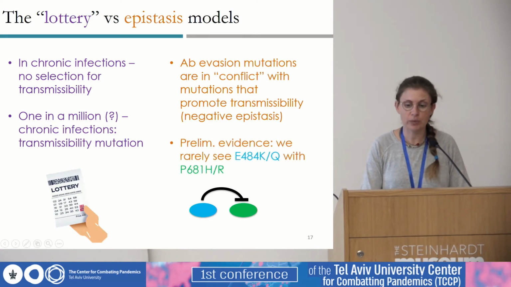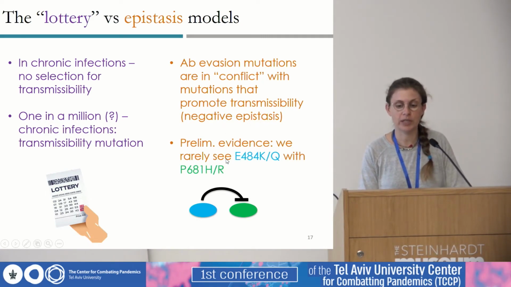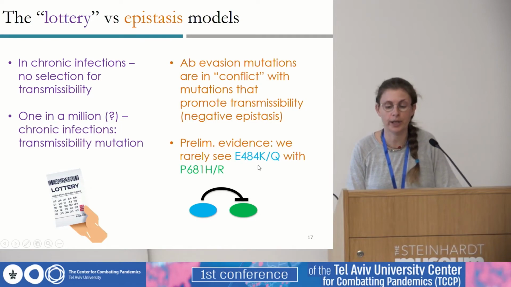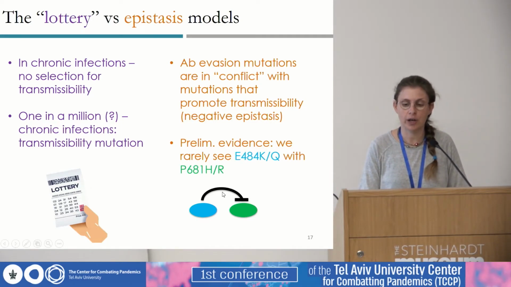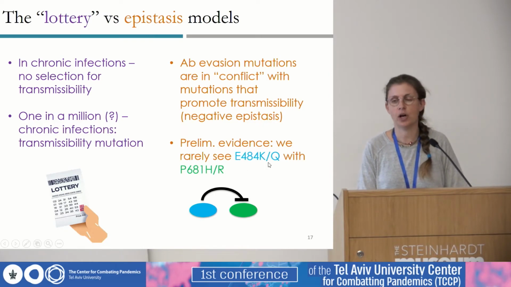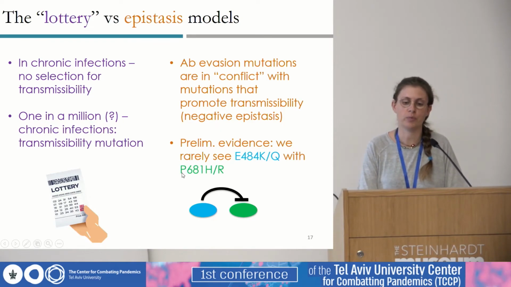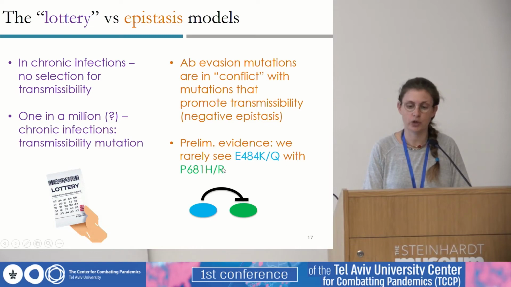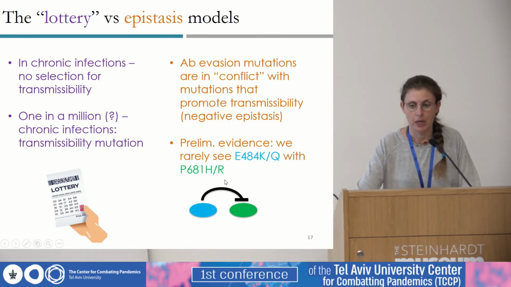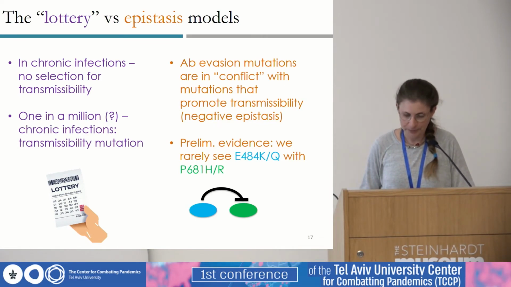And so we see some preliminary evidence for this model because, for example, E484K, which is the most well-studied spike mutation in the context of antibody evasion, we very rarely see together with P681H, or R, a mutation that is present on almost all variants of concern. And so this is still work in progress that we're trying to follow up on.